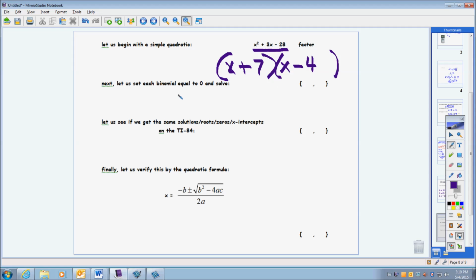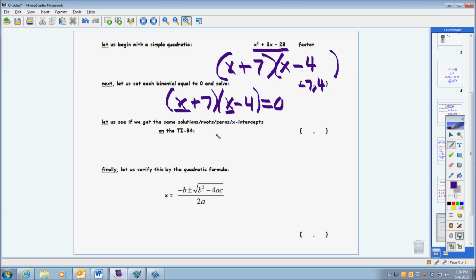Okay, now what we did is we took the entire answer from Unit 10, and we're going to set it equal to 0. And we're going to use the zero product property. Product means multiplication, so we have to get 0 when we multiply these. So this is that. What number when you add 7 gives you 0? That's negative 7. And what number when you subtract 4 gives you 0? That, of course, is 4.